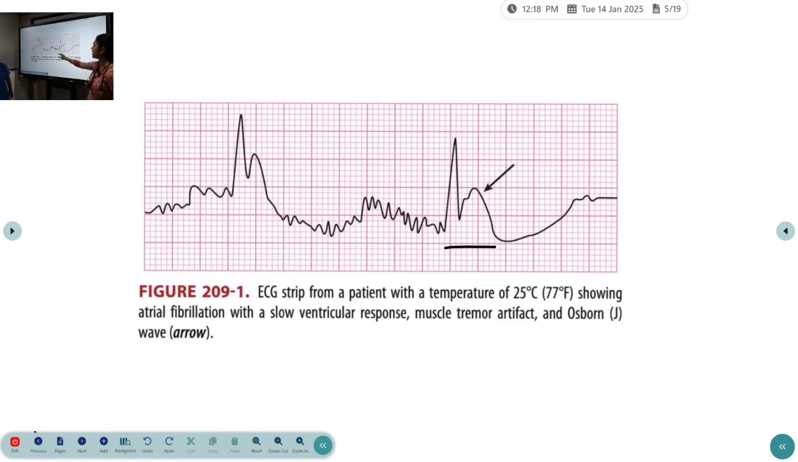So, this looks like an RBBB pattern. There is an R wave, there is an S wave, and also another R wave. So it looks like an R, S, R dash pattern. How is it different from a right bundle branch block? If it is an RBBB, usually the R dash will be more peaked than the R.